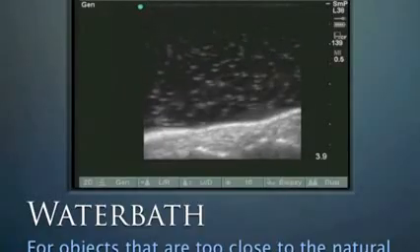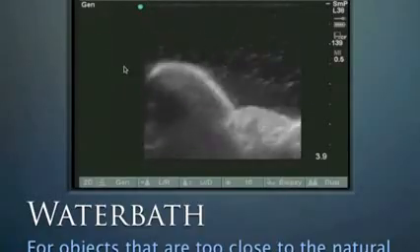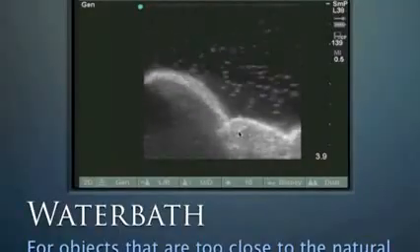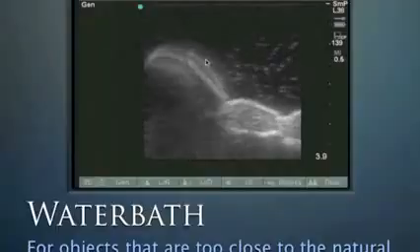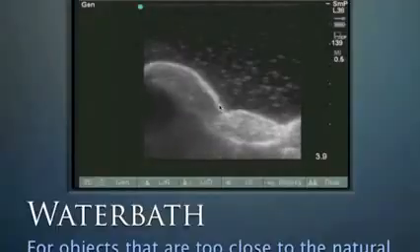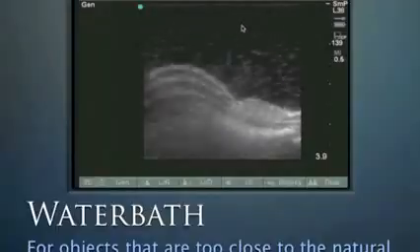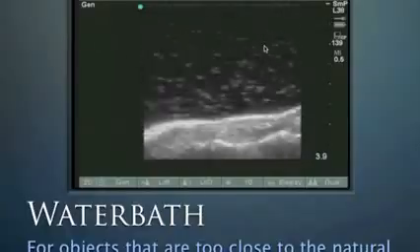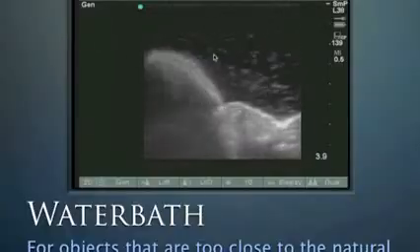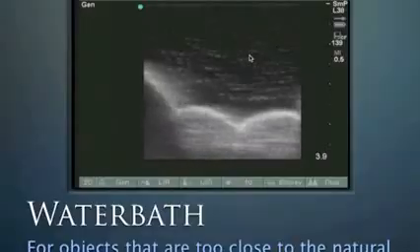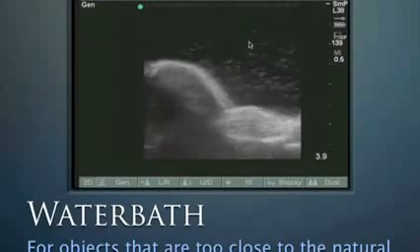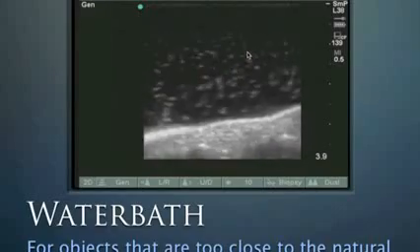This is what a water bath looks like here for objects that are too close to the natural focal point of the transducer. This is just the palmar surface here of the finger, and we can see that there are all these specular reflectors here, this hyperechoic sort of snowstorm that we see in here. That's air in water, and that's what it looks like when it hasn't settled out of the water yet. A little bit of air still in this water bath.